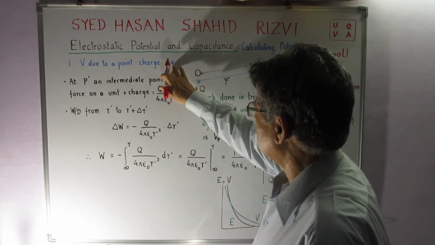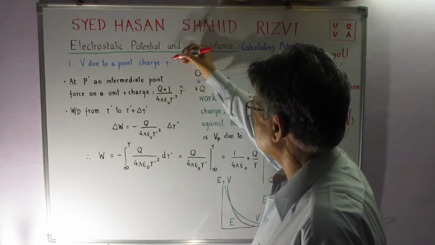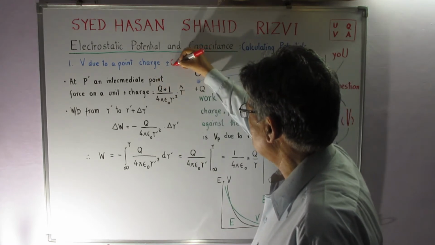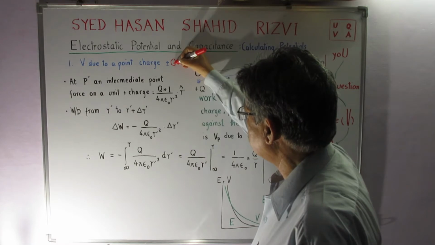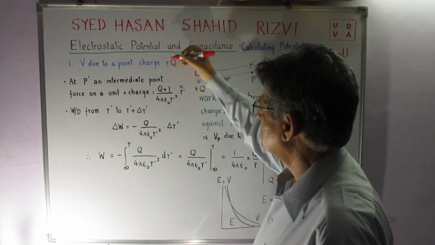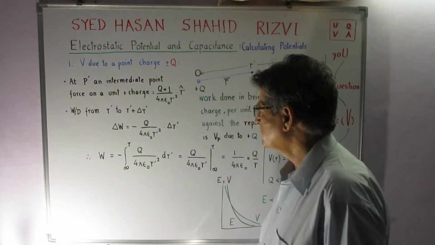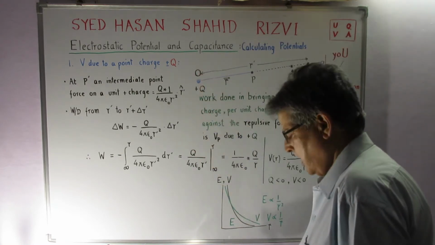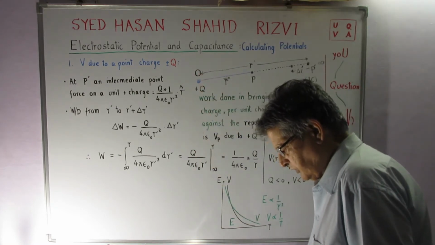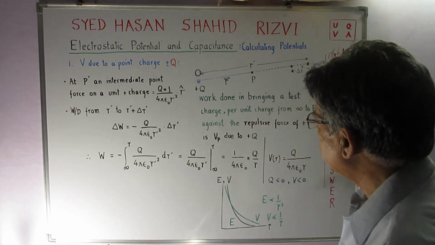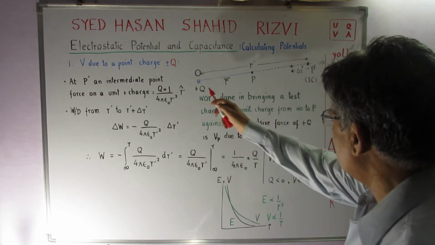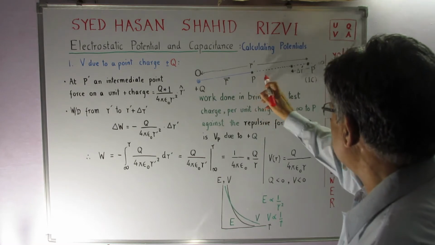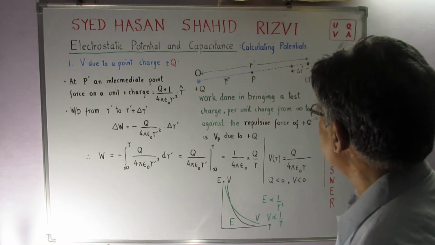I can write it better, in keeping with what the figure has drawn here. It doesn't matter at all. This is the origin, and we place a positive charge plus Q at the origin and draw a line to the point P and extend it to point P dash.